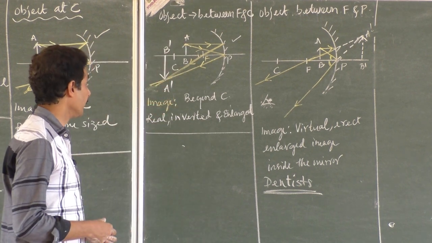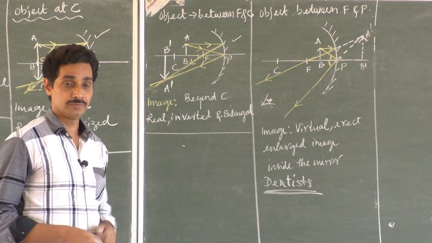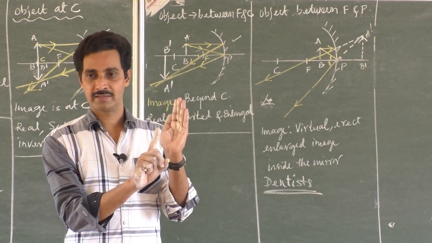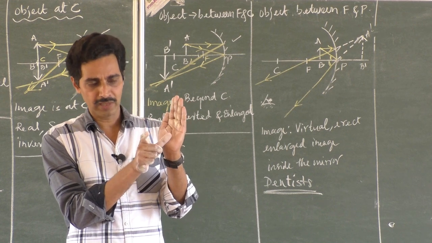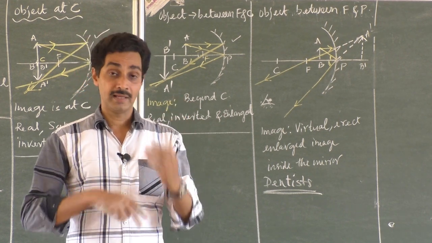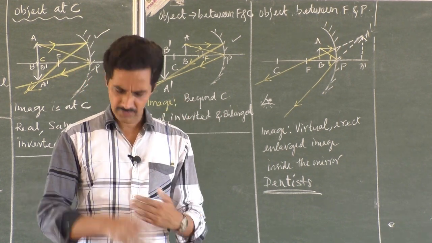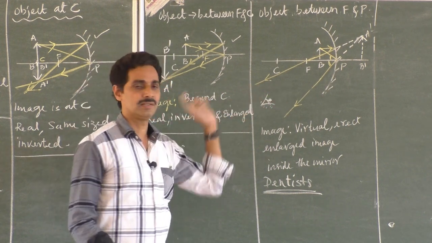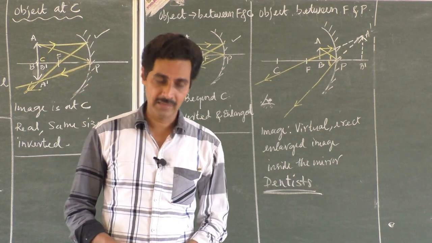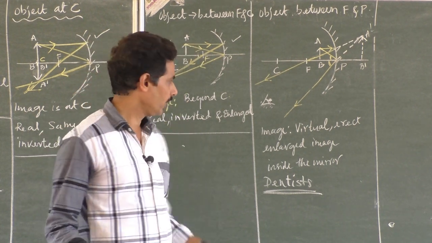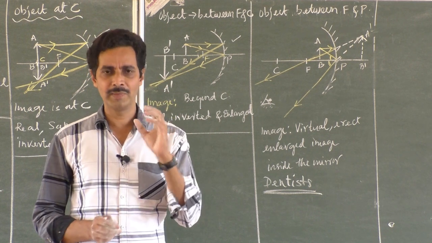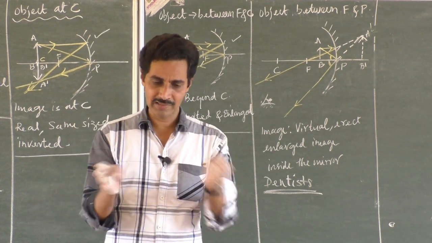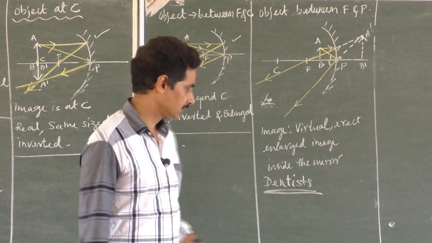Okay. Then, the last one, very important one, dentist mirror. When the object is within the focus, in front of the mirror, that means between pole and focus, an erect, enlarged image is formed within the mirror. That's why it is used by dentists, and it's a virtual image. So everything is squeezed into a small package, and in most of the cases, you can club the two cases, one the reverse of the other, so that becomes easier.